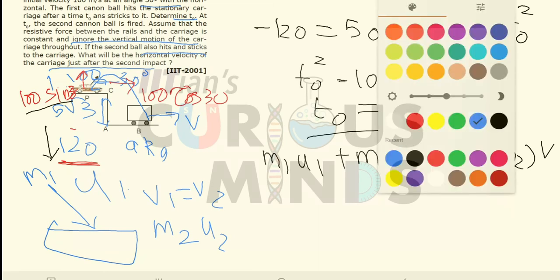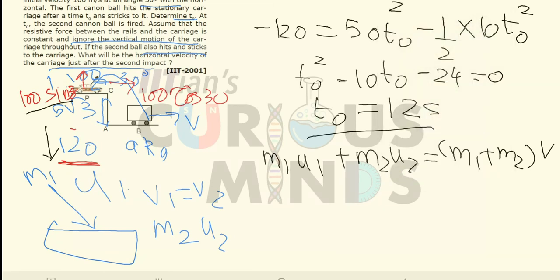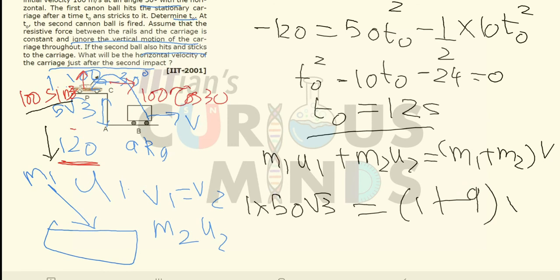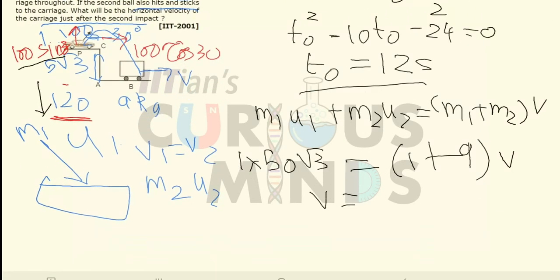Let us substitute the values. The horizontal velocity is 100 cos 30, which is equal to 50√3. The mass of the cannonball is 1 kg. The u2 is anyway equal to 0. The mass of the cannonball is 1 kg, and the mass of the carriage is 9 kg, into v. So v will be 50√3 divided by 10, which is equal to 5√3. That is the initial velocity of the carriage, 5√3. Let us proceed with this part.